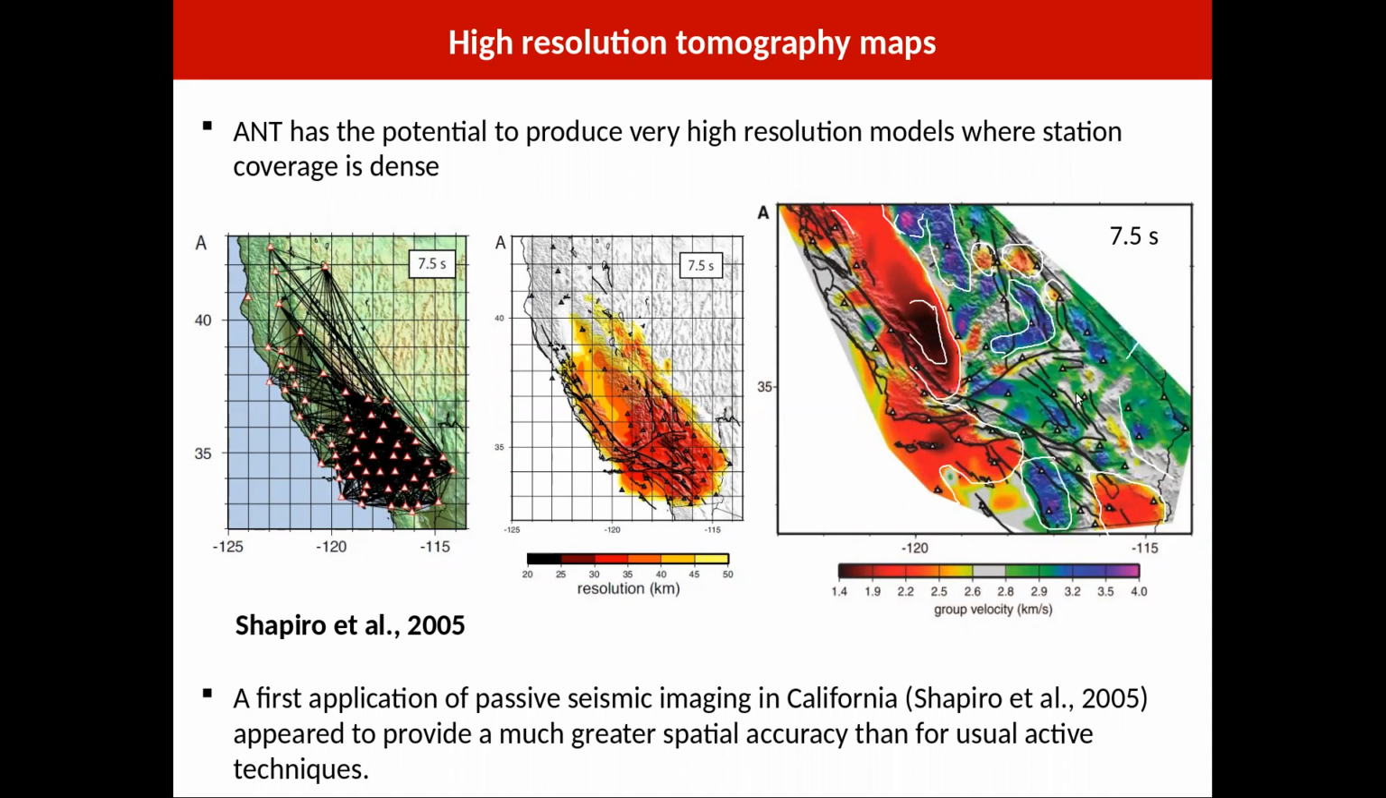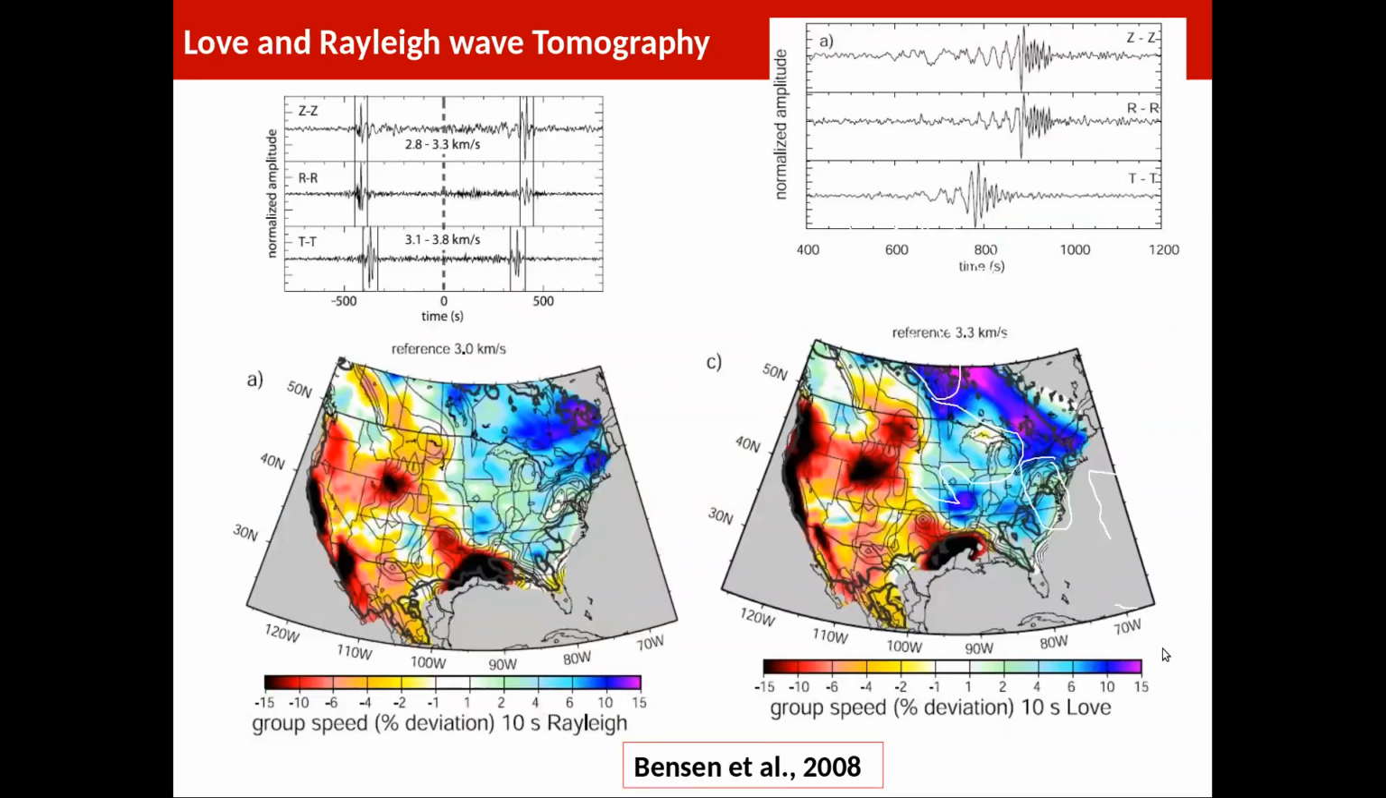So it provides the same information as you get from surface wave analysis using earthquakes, okay? So that's how it's done. And another thing is, okay, earthquakes, we know that earthquakes have Love and Rayleigh waves. You can get the same information with the noise cross correlation.